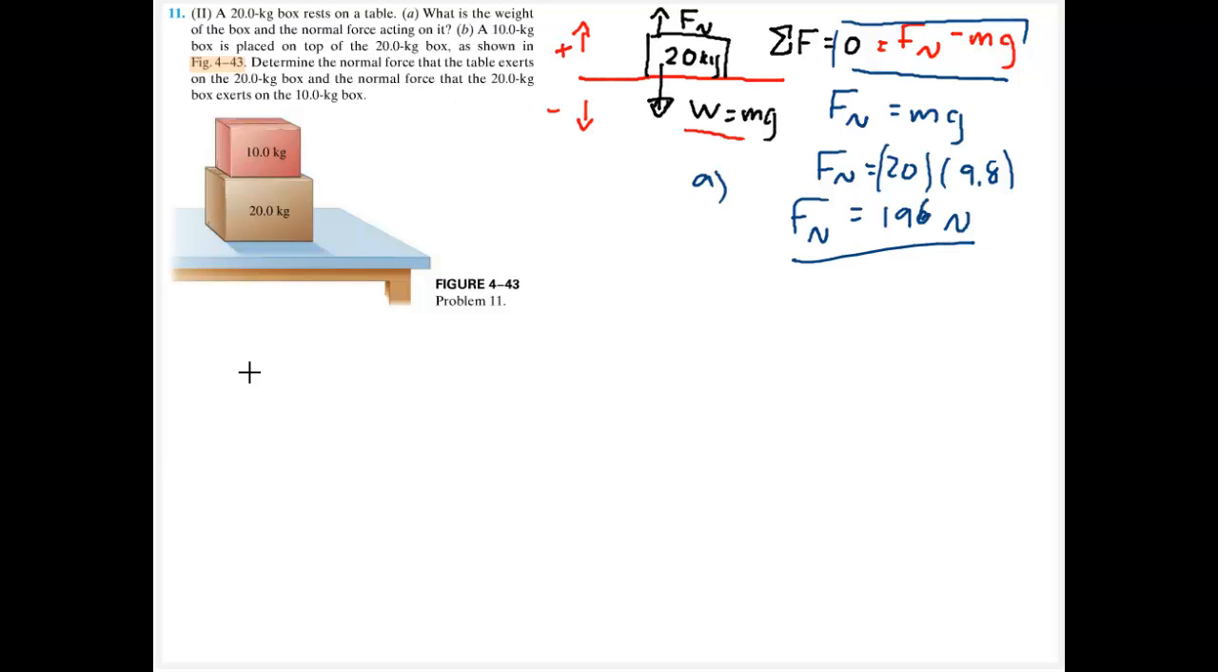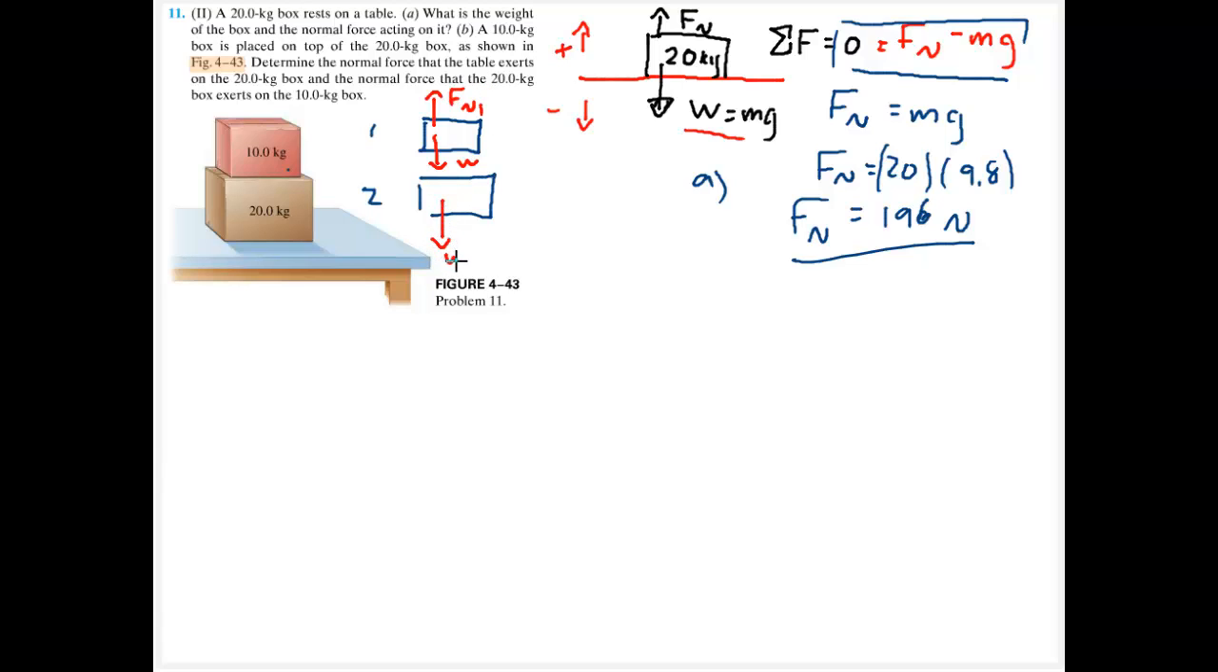Now looking at part B, I'm going to place a 10 kilogram box on top of that. So I'm going to call this box box 1, and I'm going to call my other box box 2. You can call it 10 and 20 if you will. Let me draw all the forces that are acting on box 1. I'm going to have the weight of that box, and it's going to be supported now with a normal force, and I'll call that normal force 1.